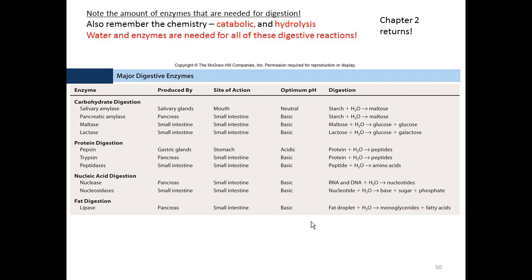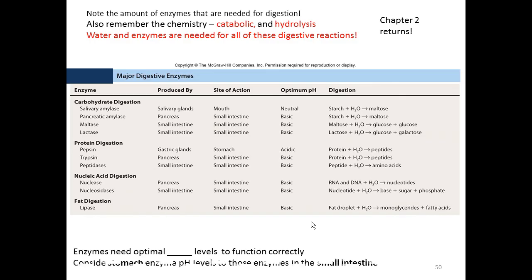And this is definitely chapter 2 coming back, from the macromolecules, from their polymers to their monomers. And then eventually, once you digest it all, you want it to go in your bloodstream, and you want the monomers to anabolize back into polymers to become you. And enzymes need optimal pH and temperature levels to function correctly.